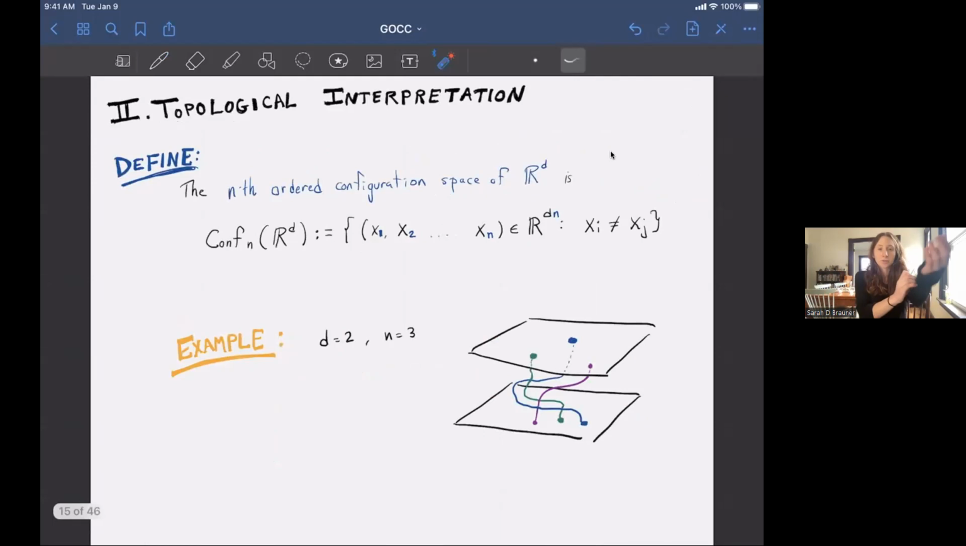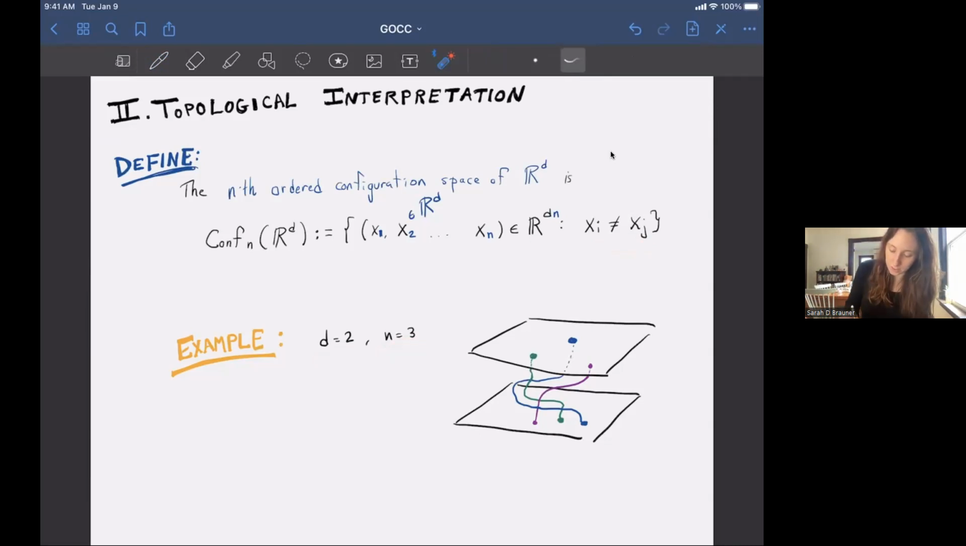To do that, I'm going to think about configuration spaces, and in particular configuration spaces of R to the D. I'm thinking of that as the set of points x1 through xn, where each xi lives in R to the D, and I just require that they're distinct. For example, let's say D is 2, so I'm thinking about distinct points in the plane, and N is 3, so I'm thinking about 3 points.